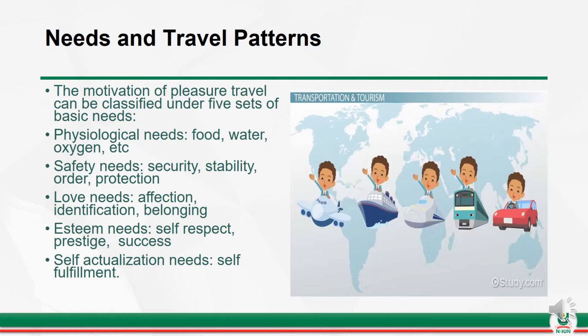According to Harris in 2004, the motivation of pleasure travel can be classified under five sets of basic needs. We talk about the physiological needs, which are food, water, oxygen, etc. Safety needs: security, stability, order, protection. We also look at love needs: affection, identification, belonging. We look at the esteem needs: self-respect, prestige, success. We also look at self-actualization needs, which is self-fulfillment.